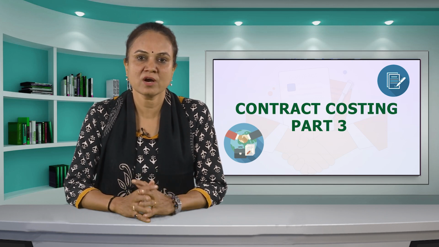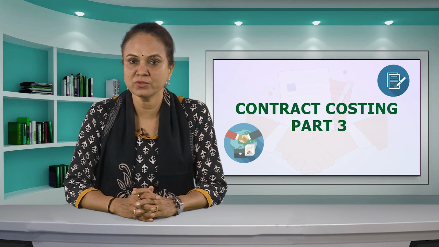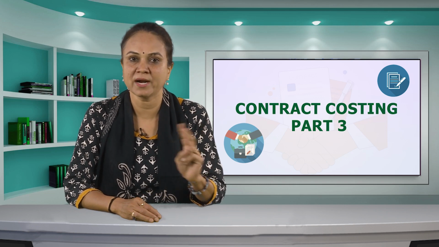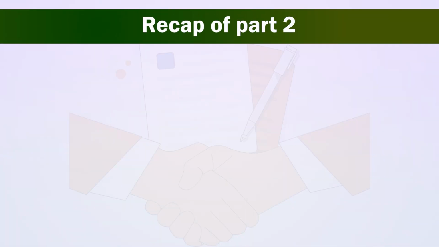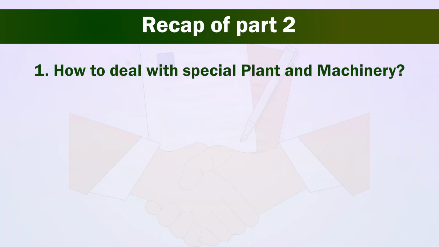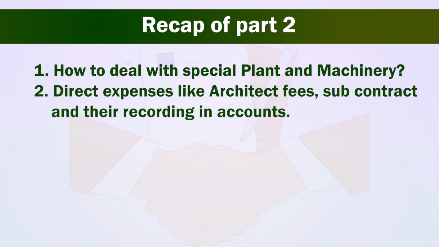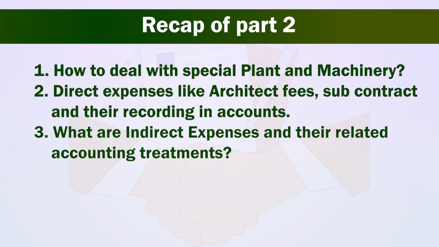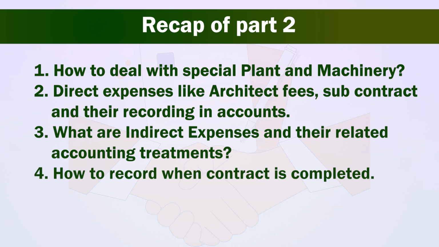Friends, we have acquired sufficient information about theoretical aspect of contract costing in part 1 and part 2. Part 2 of contract costing had dealt with number 1, how to deal with special plant and machinery. Number 2, direct expenses like architect fee, subcontract and their recording in accounts. Number 3, what are the indirect expenses and their related accounting treatments. Number 4, how to record when contract is completed.